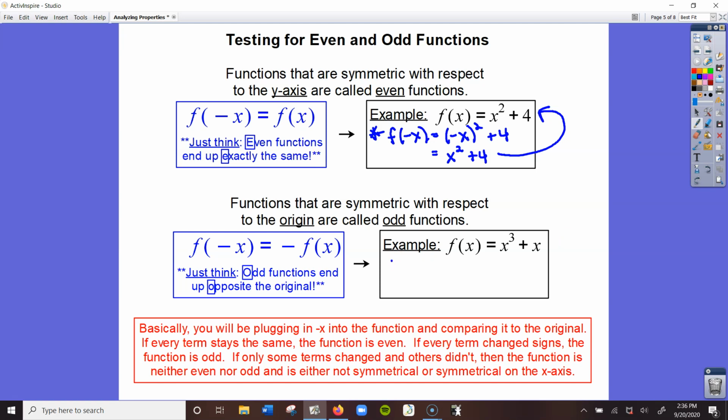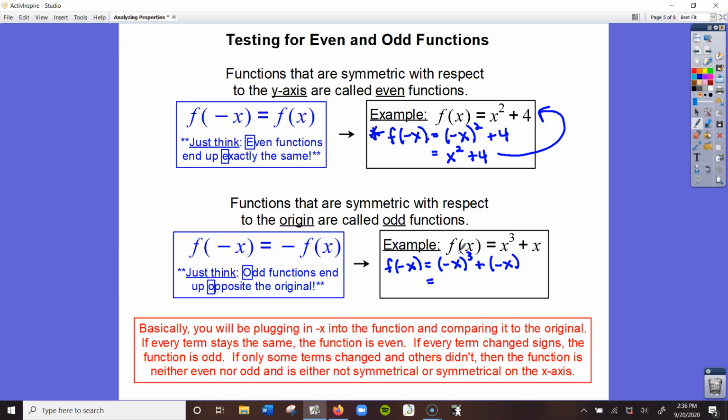So let's try that out. If I plug in negative x, I get negative x raised to the third plus negative x. And if I work this out, keep in mind when you have a negative inside parentheses and you're raising it to an even exponent, so 2, 4, 6, etc., then it would become positive, because when you multiply a negative an even number of times, it's always positive. Versus if you plug in a negative and the exponent is odd, such as 1, 3, 5, 7, etc., when you multiply a negative an odd number of times, it will always be negative.